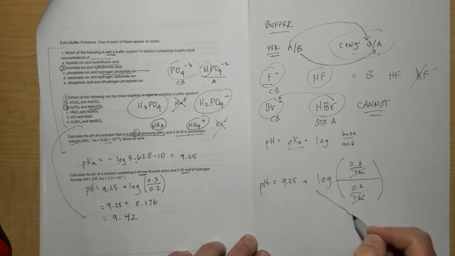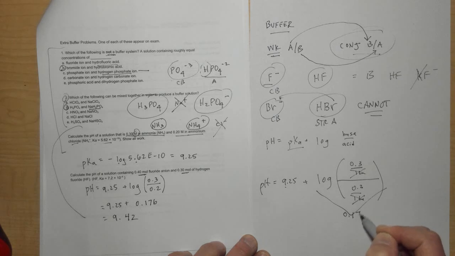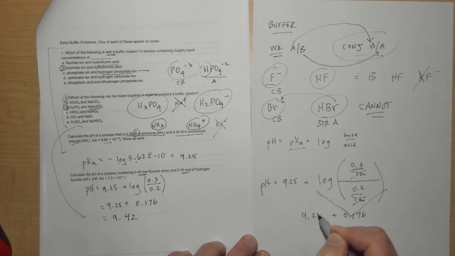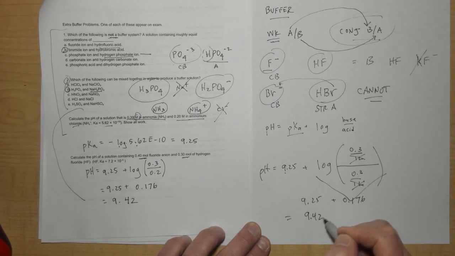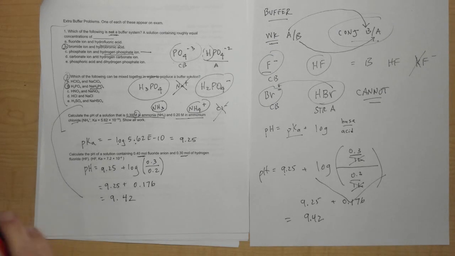The log of 0.3 over 0.2 is 0.176. We add that to the 9.25, and we end up with a pH of 9.42. There you go. There's some buffer problems to help you out.